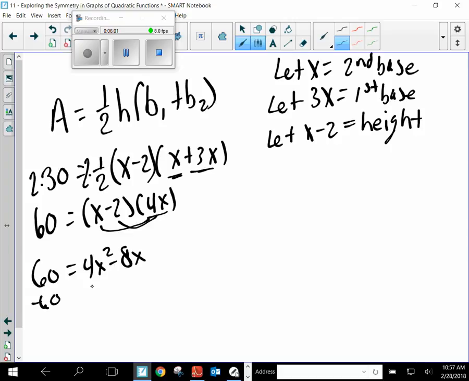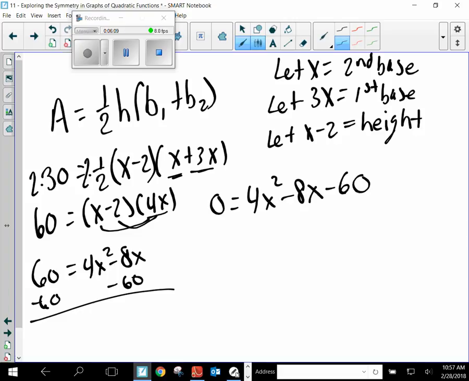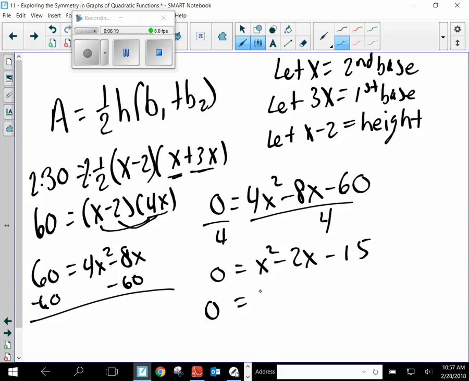So subtract 60 from both sides. 0 equals 4x squared minus 8x minus 60. Greatest common factor is 4. Because it's just a constant, I can divide it out. A is 1. Two numbers that multiply to negative 15 and add up to negative 2: negative 5 and positive 3.